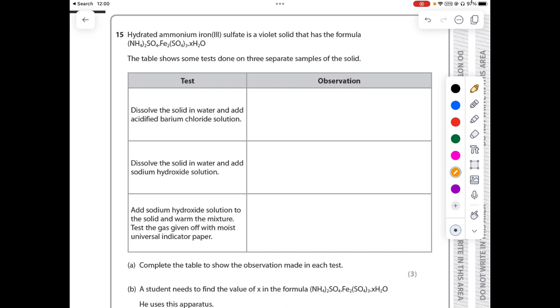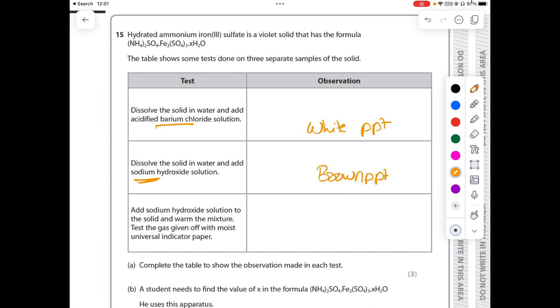Question number 15. Hydrated ammonium iron III sulfate is a violet solid that has this formula. The table shows some tests done on this. Dissolve the solid in water and add barium chloride solution: it is a white precipitate. Dissolve the solid in water and add sodium hydroxide solution: it is a brown precipitate. These are the colors you need to memorize.